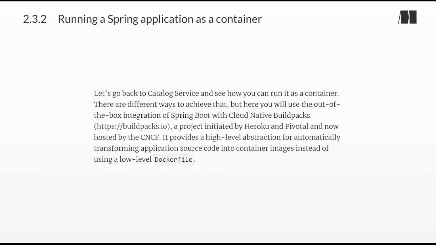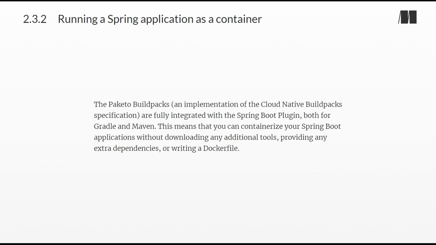Section 2.3.2, running a Spring application as a container. Let's go back to Catalog Service and see how you can run it as a container. There are different ways to achieve that, but here you will use the out-of-the-box integration of Spring Boot with Cloud Native Buildpacks, buildpacks.io, a project initiated by Heroku and Pivotal, and now hosted by the CNCF. It provides a high-level abstraction for automatically transforming application source code into container images instead of using a low-level Dockerfile. The Paketo Buildpacks, an implementation of the Cloud Native Buildpacks specification, are fully integrated with the Spring Boot plugin, both for Gradle and Maven.